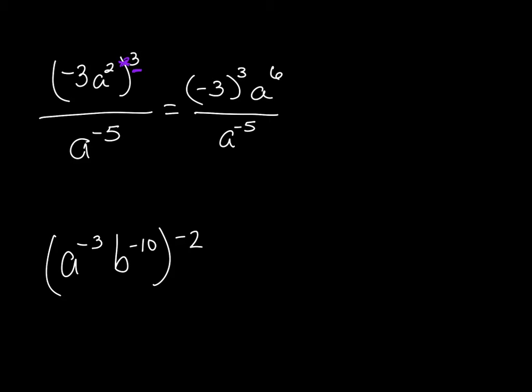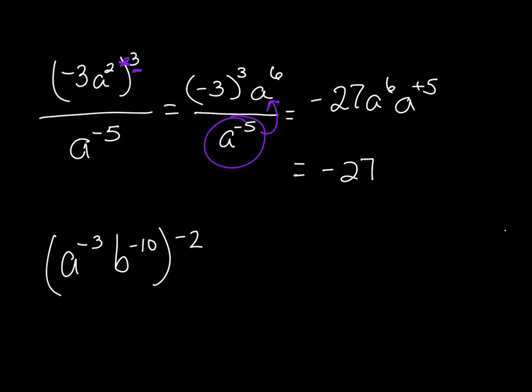Now, at this point in time, there are two different ways you can do it. Most of you are probably going to go ahead. That would give us -27 a to the 6th, and this a to the -5 is going to come up, and when it does, it is going to turn that into a positive, and then I add my exponents together, and I get a to the 11th.